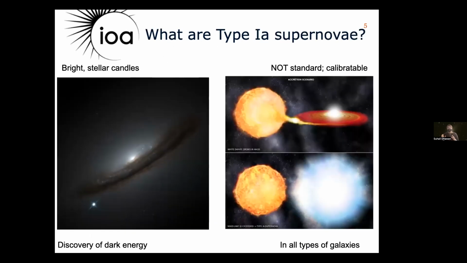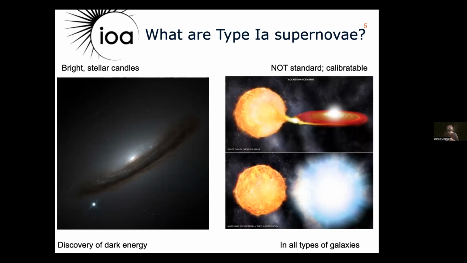So since type 1As are going to be a central part of both themes in this talk, just a brief primer on what they are and why they're exciting. Type 1A supernovae have for more than a couple of decades been central to both cosmology as well as end states of stellar evolution.